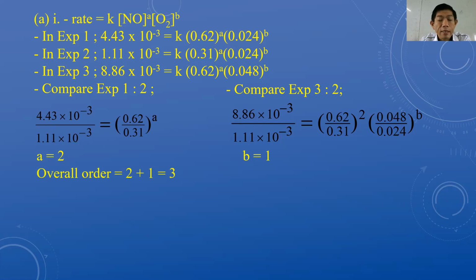So remember the technique. First, write the mock rate equation and substitute all the experiments, then compare between the experiments in order to get the orders of reaction, and calculate the overall order of reaction.